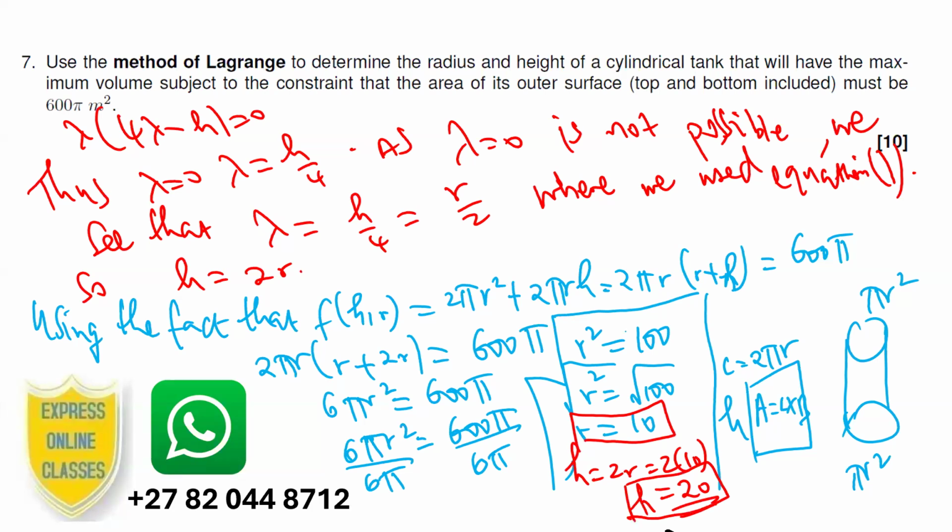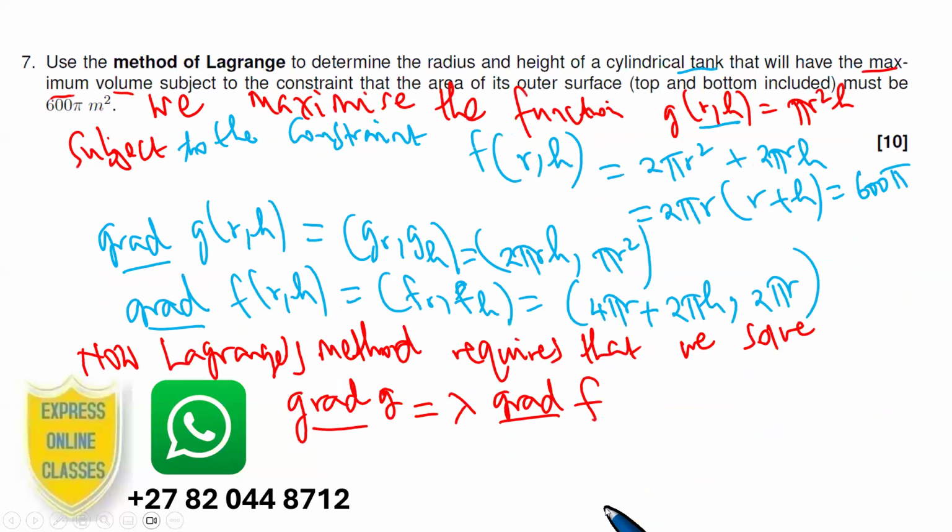This is what the method of Lagrange entails in detail. Any question, any input, any thought? We have taken basically three boards to do this. We started by converting the words into mathematical equations, and we were successful. The method of Lagrange is that the gradient of G, which must be maximized, equals lambda times the gradient of f. F is the constraint, because 600 pi is a condition that f is a constant, and then we were able to get the answer. Any question on this? No.